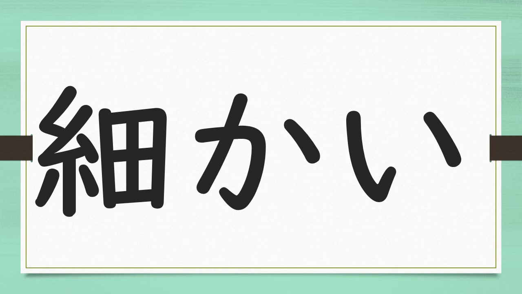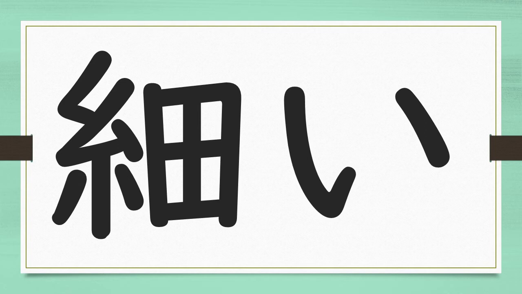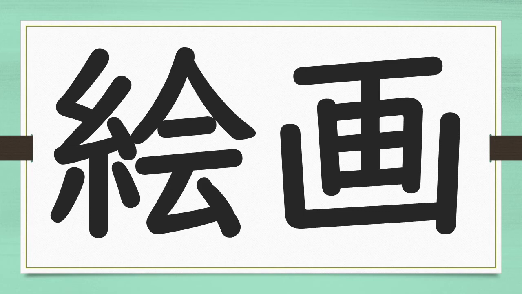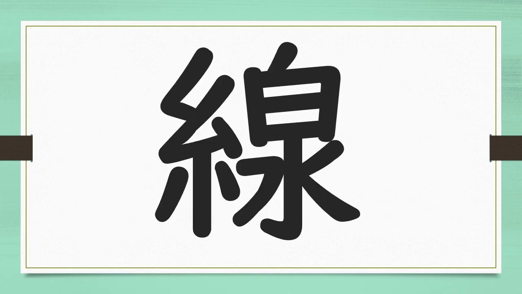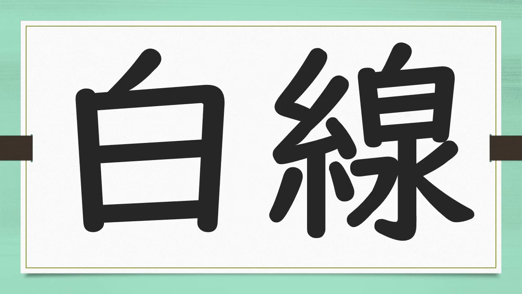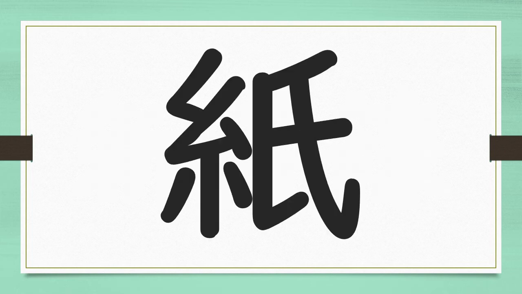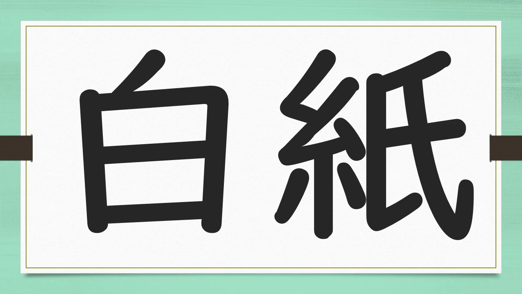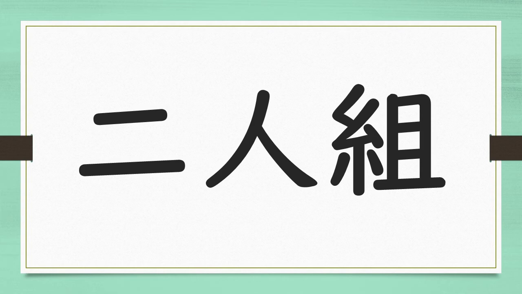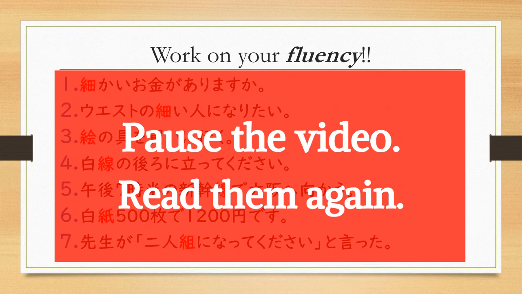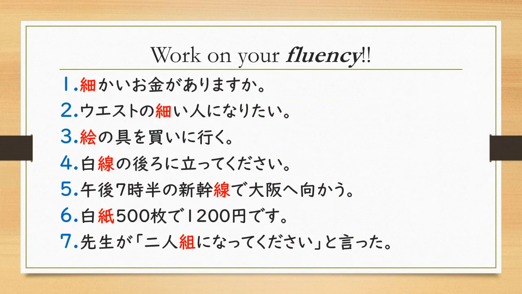Small pieces, 細かい。Thin, slim, 細い。Paint, 絵の具。Pictures, 絵画。Line, 線。White line, 白線。新幹線。Paper, 紙。White paper, blank paper, 白紙。Pair, 2人組。JLPT quiz.